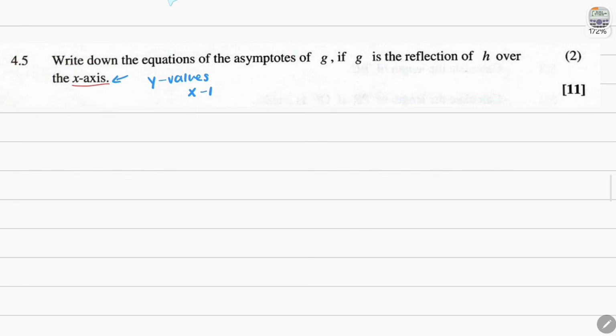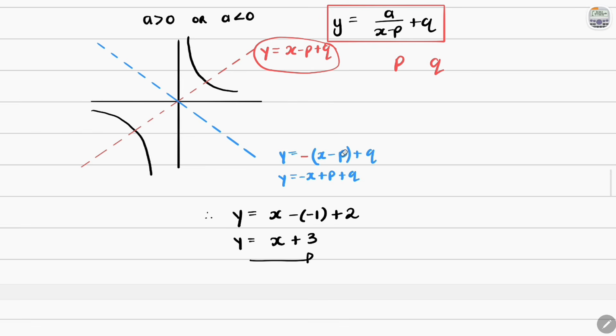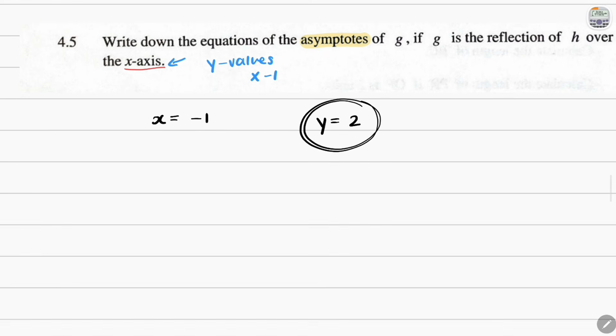Okay, let's see how this will affect our asymptotes. We know that our vertical asymptote is x equals -1, since that p value is -1. And the horizontal asymptote was y equals 2. We already saw that from the previous question with p and q. So since all the y values of this graph would change, which asymptote would change? It would be the asymptote with a y value, which is the horizontal asymptote. So this one stays exactly the same.